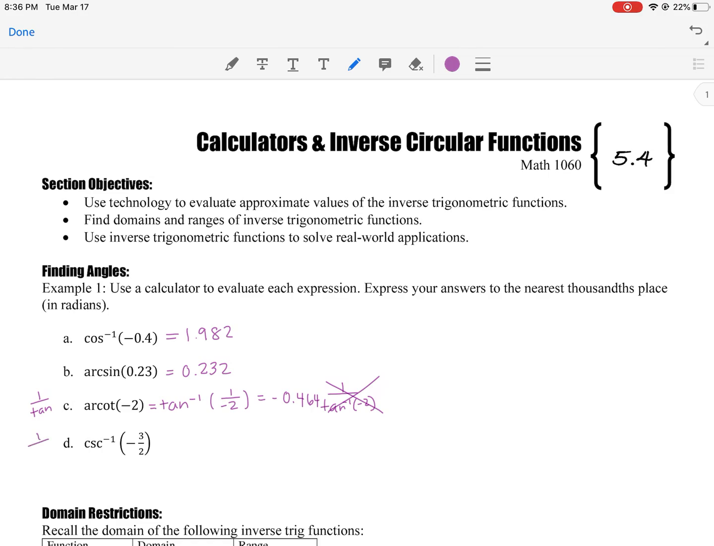Same thing with cosecant. That's 1 over sine. So we've got to do sine inverse, but then we've got to flip this fraction to be negative 3/2. So remember, it's not the same as 1 over sine of negative 3/2. So now we go ahead and do our inverse sine of negative 3/2. And we end up with negative 0.72. Actually, there's a 9 after that, so we're going to call it 73.